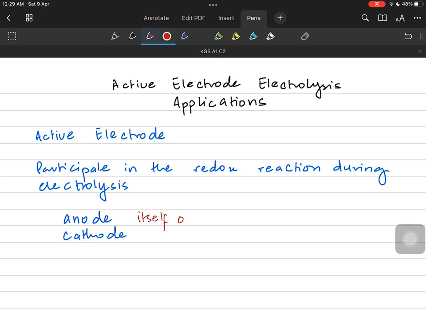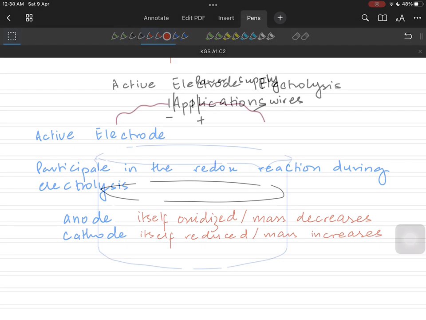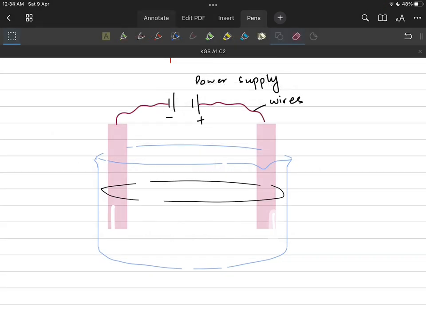So the anode itself will oxidize itself, it will lose its own electrons, and it will start dissolving. So you can see that the anode's mass by the end of electrolysis will decrease. The cathode itself will reduce. So the ions will go to the cathode and they will be the same ions on the cathode. So they're going to reduce themselves and the mass will increase.